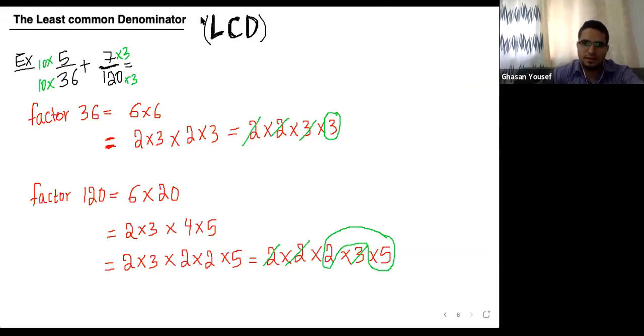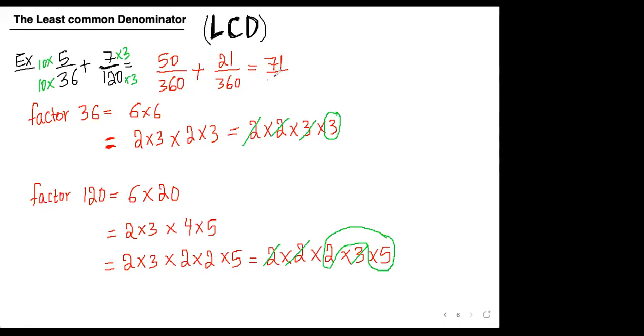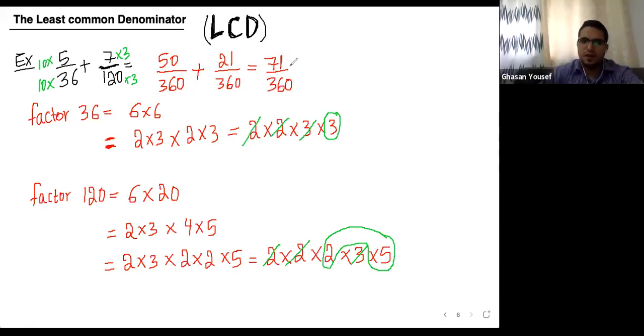Now it's easy to get 2 fractions. They have the same denominator. So 5 times 10 is 50, equal 10 times 36 is 360, plus 7 times 3 is 21, over 120 times 3 is 360. So now the denominators are equal, 360. So we just add the numerators. 50 plus 21 is 71. 71 over 360. We are done. So the answer is 71 over 360. This is the least common denominator.